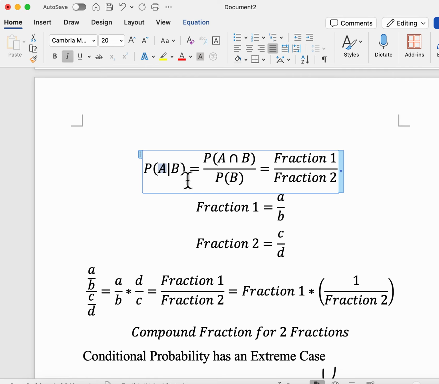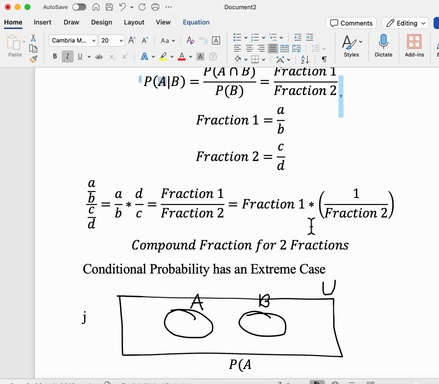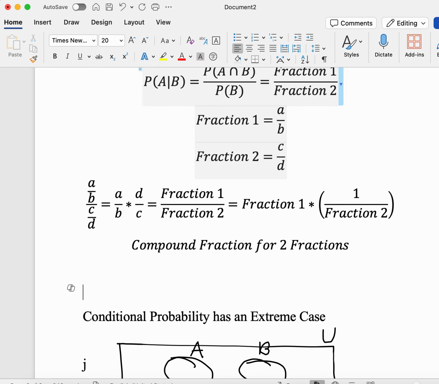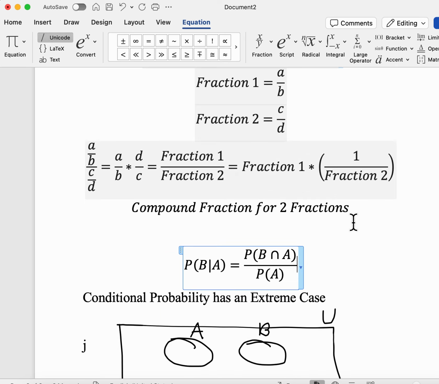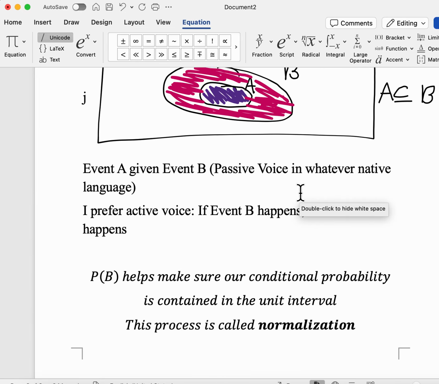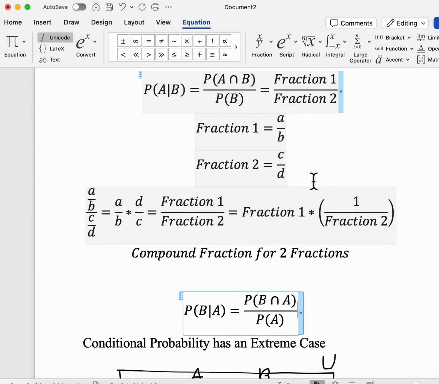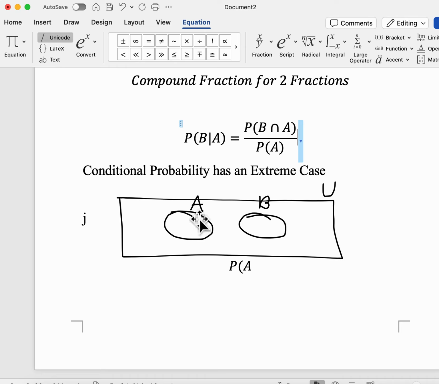So if I were to write this formula differently as P of B given A, you would get the intersection as well, but I'm dividing by P of A instead of P of B. I hope that makes sense, how it's different in this particular case. And the drawing will be different for here. But now, back to the extreme case for conditional probability here.